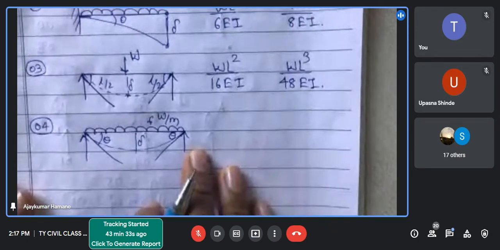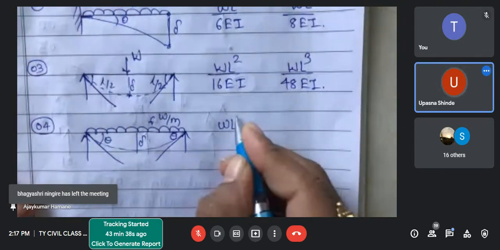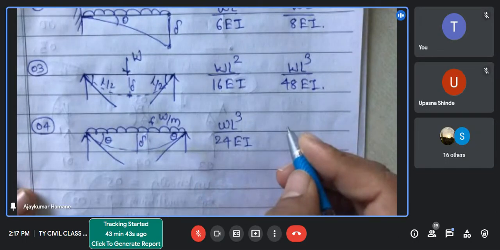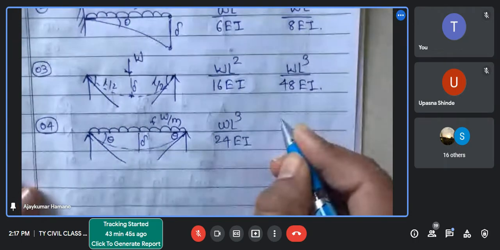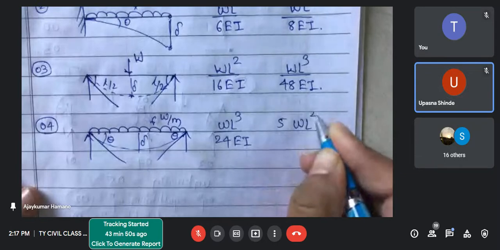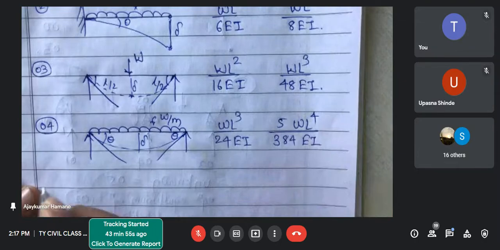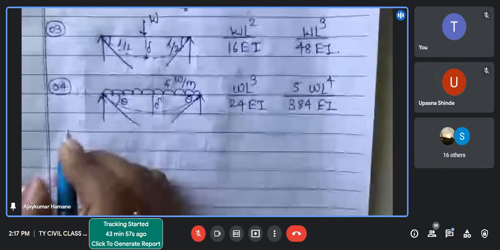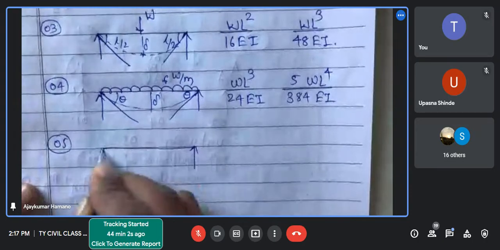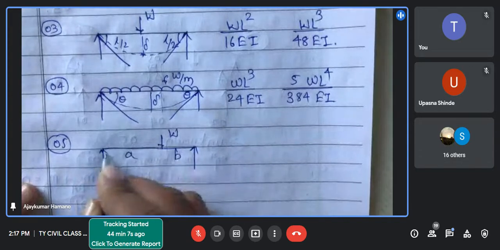Now you tell me for this one. WL cube upon 24EI. And for the deflection, 5WL raised to 4 upon 384EI. Okay. So now the last one, simply supported, and we have the eccentric loading at A and B.